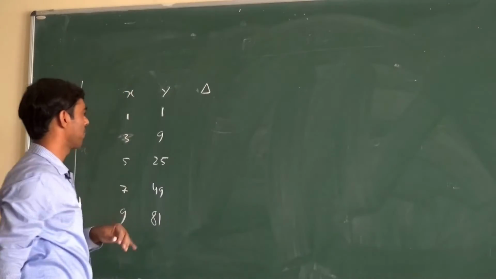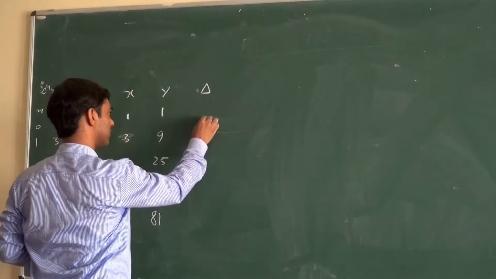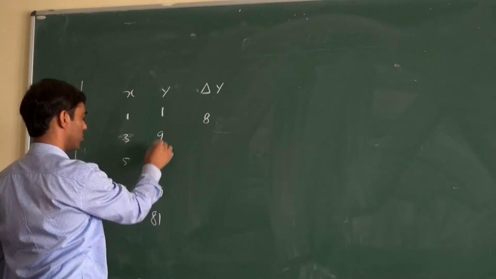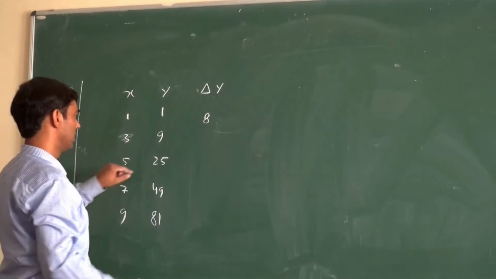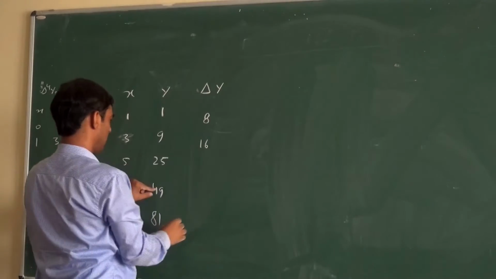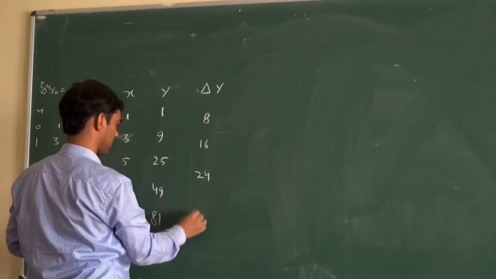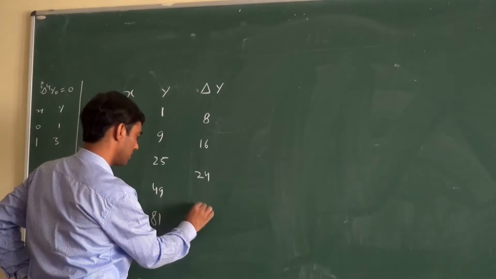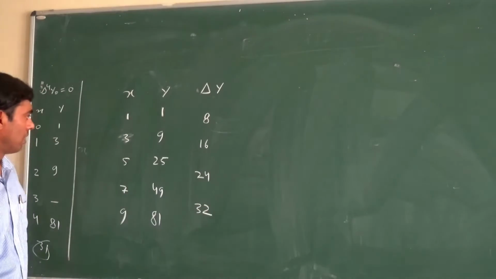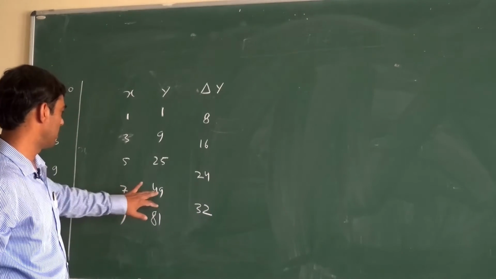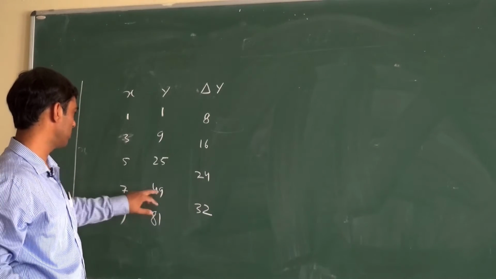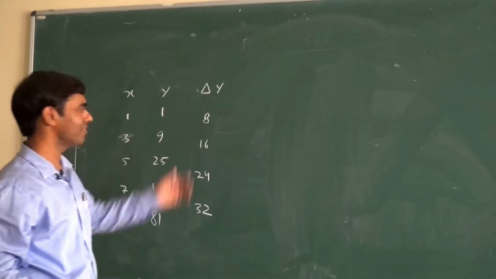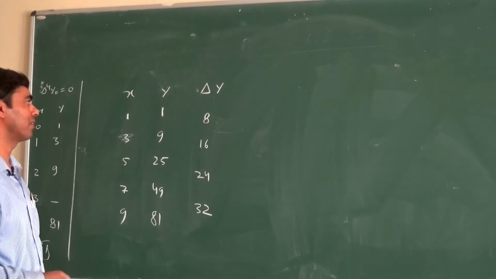So what is the first order difference? 9 minus 1 is 8, that is del y. If we write it here, this is 8. 25 minus 9 is 16. This one is 24. This one is 32. Then the second differences: 16 minus 8 is 8, and so on. This is the first order forward difference.